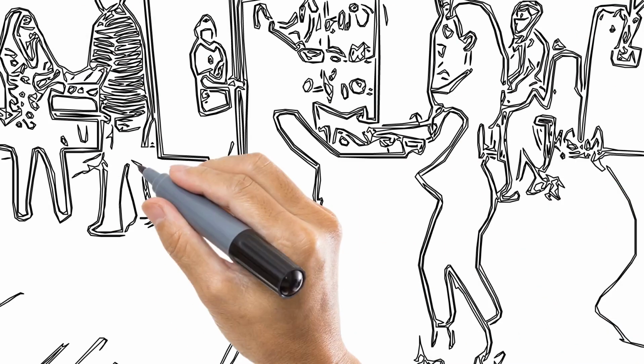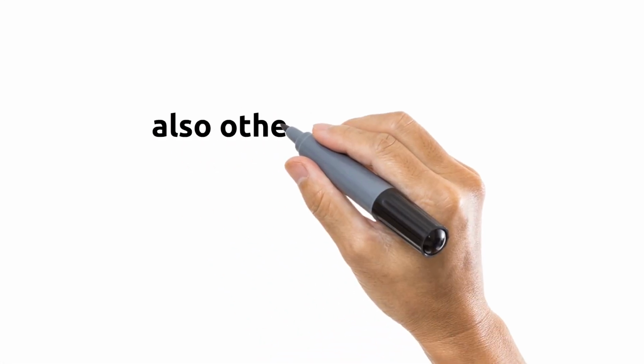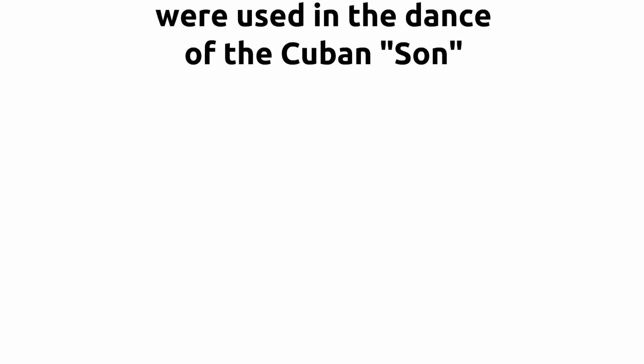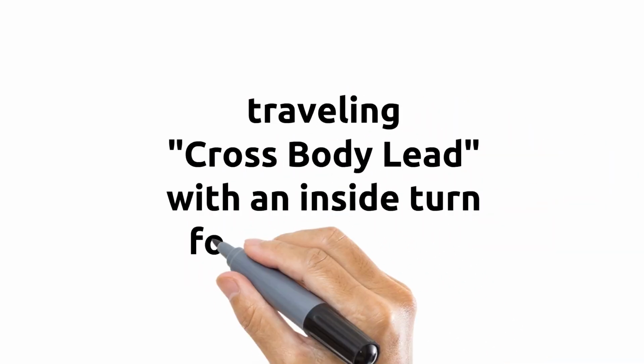Of course, the basic footwork stepping pattern that we use today is the biggest and the most obvious thing that definitely links On One and On Two to Cuban son dancing. But also, other moves which were used in the dance of the Cuban son are still commonly seen today. For example, some Cuban son dancers did a move that's similar to the traveling crossbody lead with an inside turn for the follower, which can still be seen in today's salsa dancing.